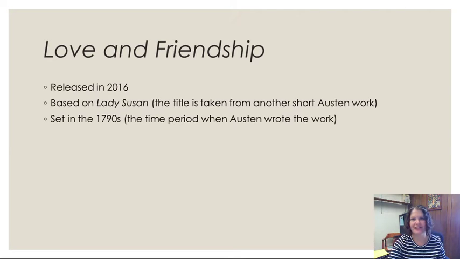The title, Love and Friendship, is actually taken from another short Austen work that doesn't have anything to do with Lady Susan. And the film itself is set in the 1790s, which is about 20 years earlier than the settings of most of the other films we've watched. And this is the time period when the novella was actually written. So you'll notice some differences in the costuming and the hairstyles, which are based on the slightly earlier period that happened at the very end of the 18th century.